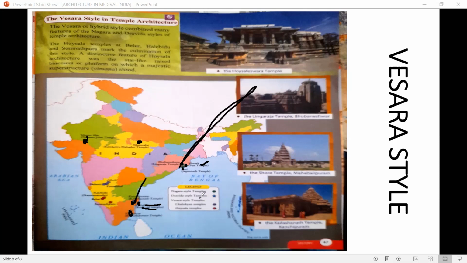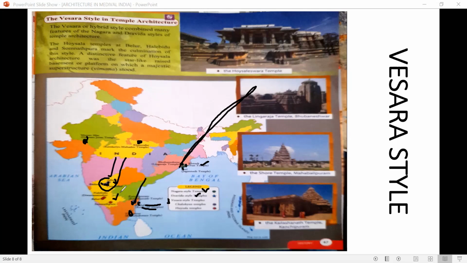As we have completed the Dravida and Nagara temples, now we are coming to the Vesara temples. Vesara temples are marked with the purple sign and the red sign. Over here we can see a lot of temples. The first temple is this one, Aihole, and then we have Badami, and then Pattadakal. These are present in Karnataka. Then we have the red symbols of the Hoysala. This was the Chalukyan one, and this was the Hoysala one.